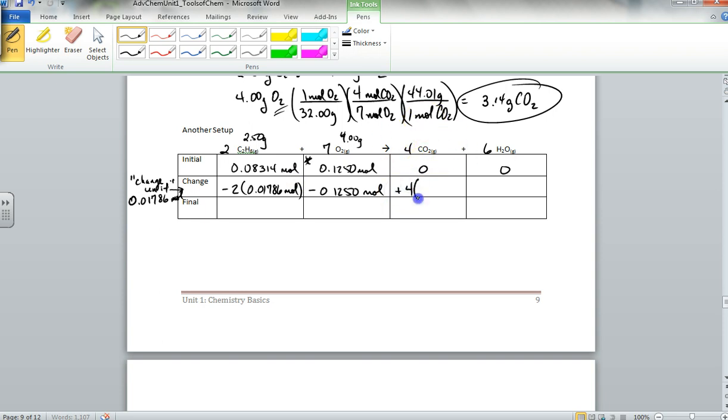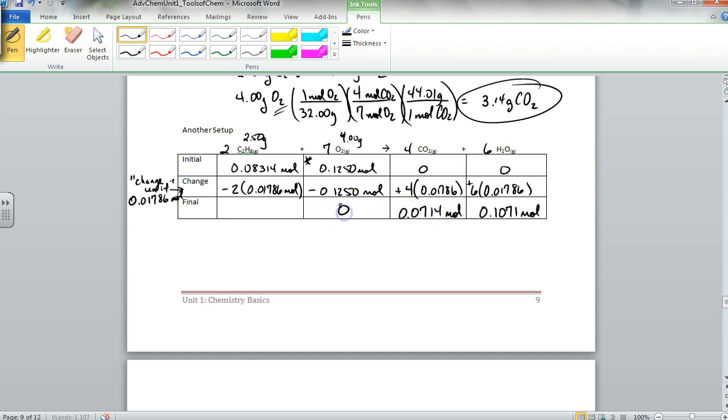Our products are going to increase, so they're going to go up. And they're going to go up by, in this case, 4 times the change unit, which is 0.01786, and we're multiplying it by 4. The water is going to go up 6 times 0.01786. When I multiply these two together, if we're going to stick over at the water side, 6 times that is 0.1071 moles. It increased by this amount, so that is how much we have at the end. We're going to increase the carbon dioxide by 4 times this amount, and when we plug that in, we end up with 0.0714 moles. So at the end of the reaction, that's how much carbon dioxide we have.